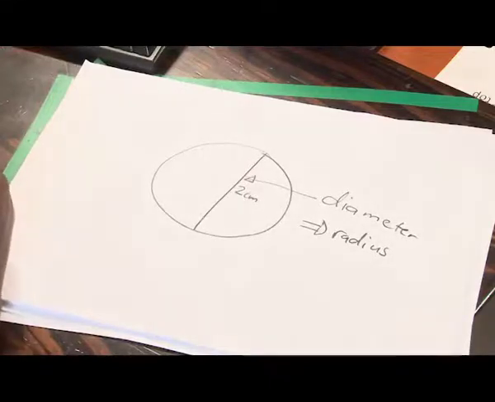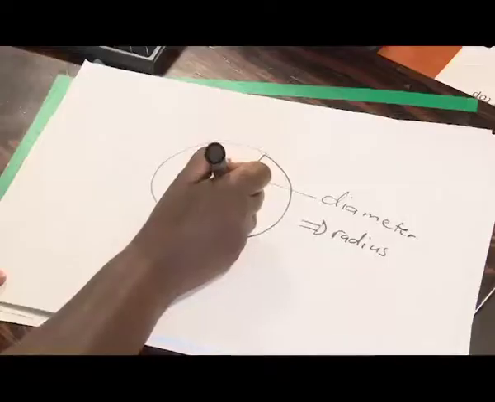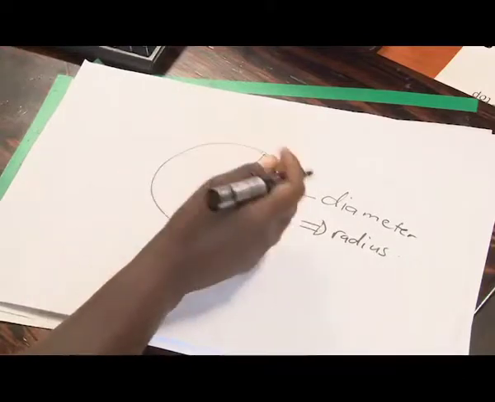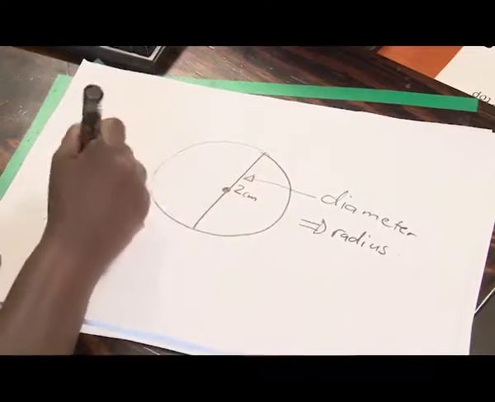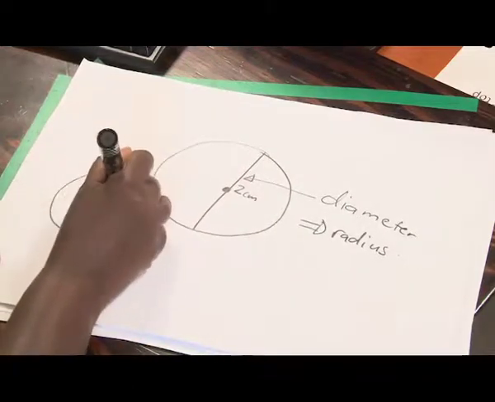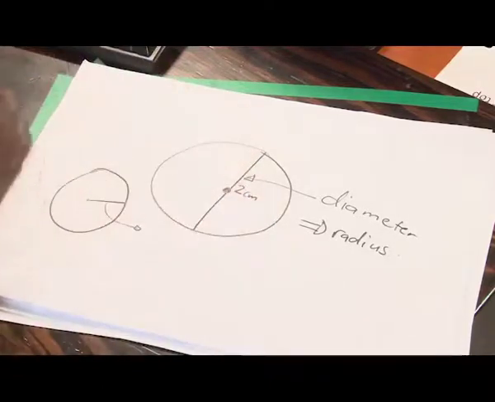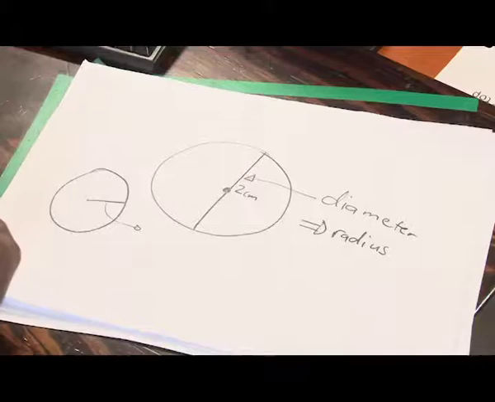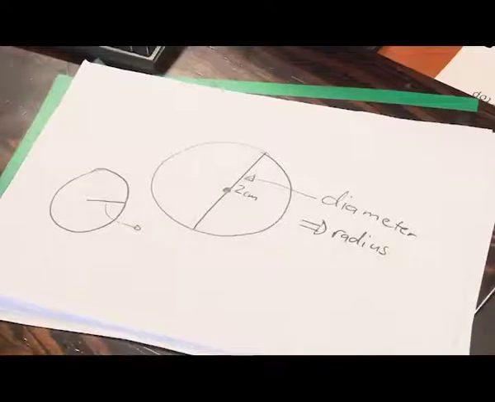And failing to recognize a line as a diameter will make you lose marks. If it's already quite clear that this line is a diameter, you don't have to be told. It's already labeled or it's already there. Then you know. Or sometimes you are given a circle and some line like this. Then you already know that this is a radius, and from the radius you are able to determine the diameter. You are able to calculate the area and any other calculations that you'll be asked. Just from that line, you should be able to recognize that.